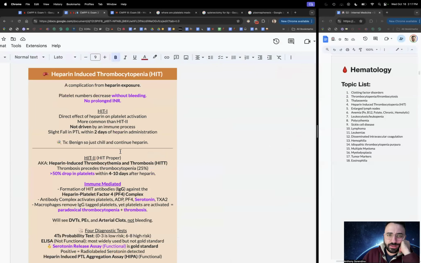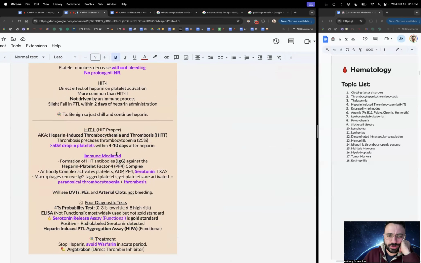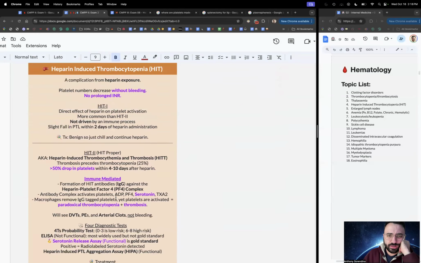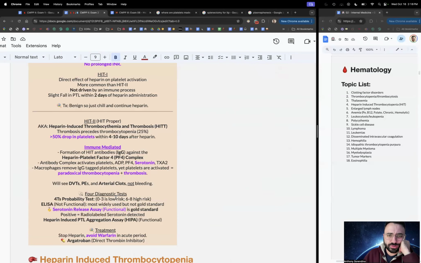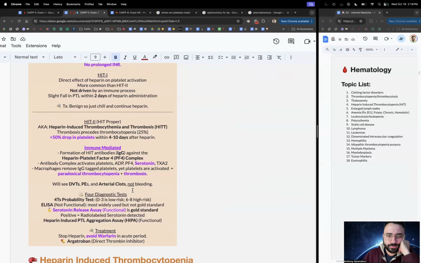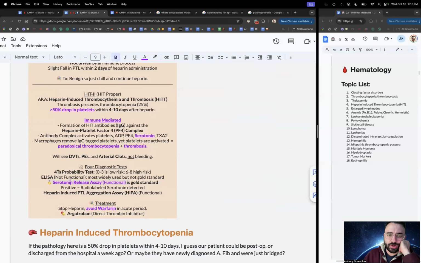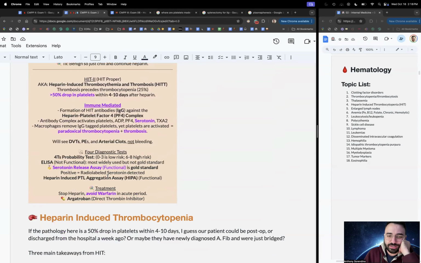Heparin-induced thrombocytopenia. This is like you give somebody, I think, too much heparin. There's also a warfarin thing. It's like a warfarin-induced something. I don't even remember where that came up. What's the big stuff here? I think just dragging and dropping, knowing that, hey, what is a serotonin release assay used for? It's HIT. What is a 4TS probability test used for? HIT.